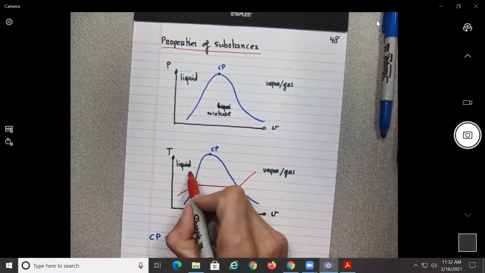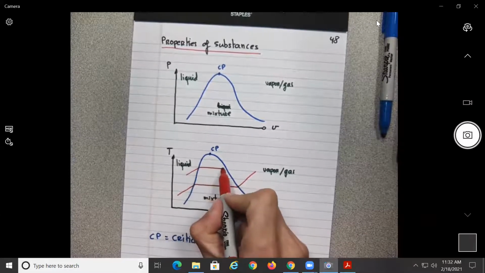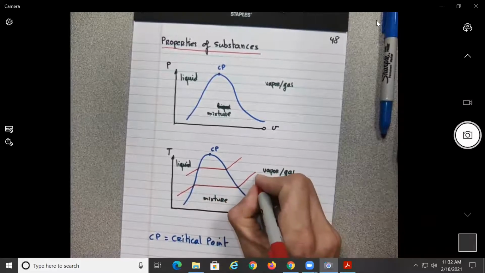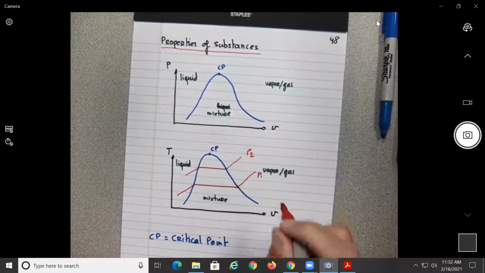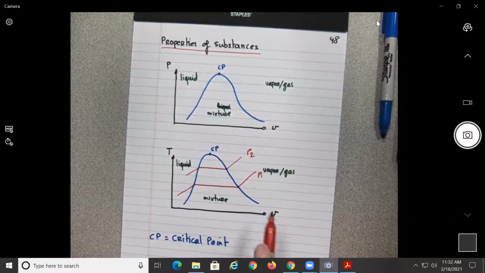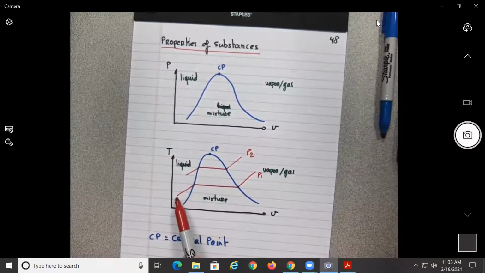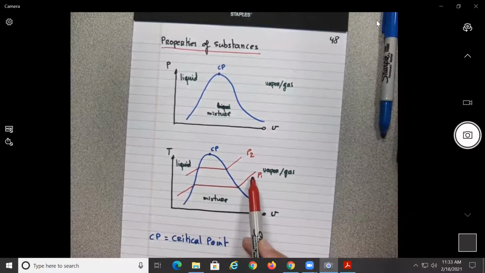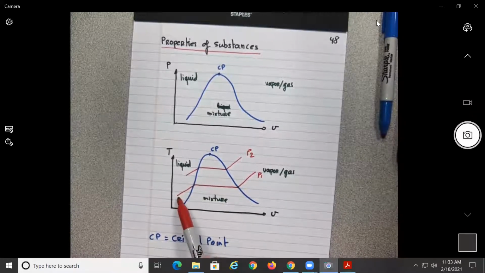Okay? And you can have multiple ones, okay? This would be P1, P2. All right? But let's go back to our example of the boiling water. So let's say you put water on the stove. So this pressure here is constant. So what's going to happen?